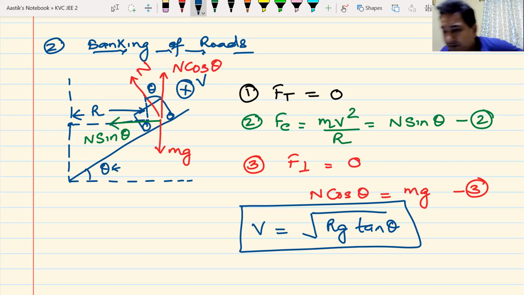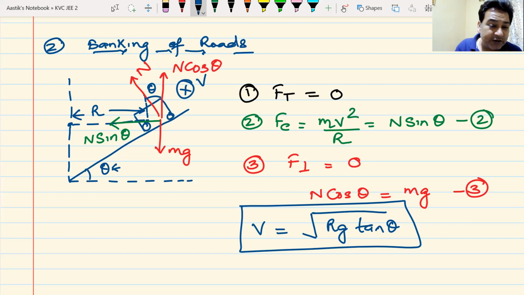That has to be a third topic, but I'll not cover it here now. We'll probably do it once your 11th standard is complete and we get a small gap between 11th and 12th. That is when I will be doing banking as well as friction together. Right now we just take them separately. One is purely friction, the other is purely banking.